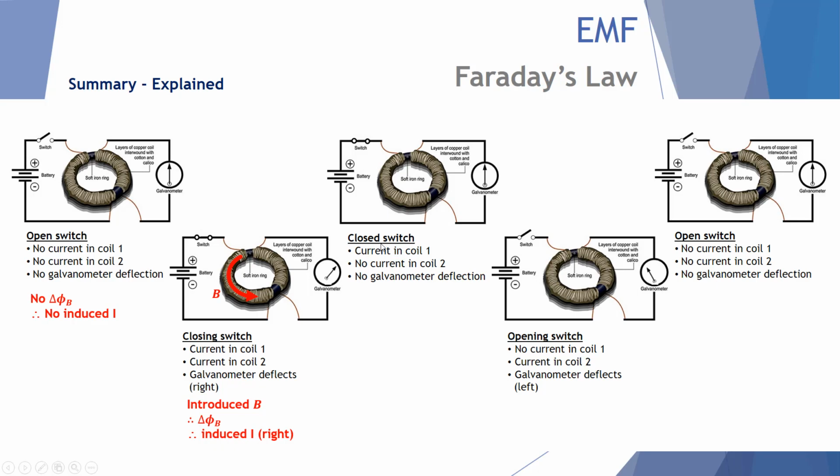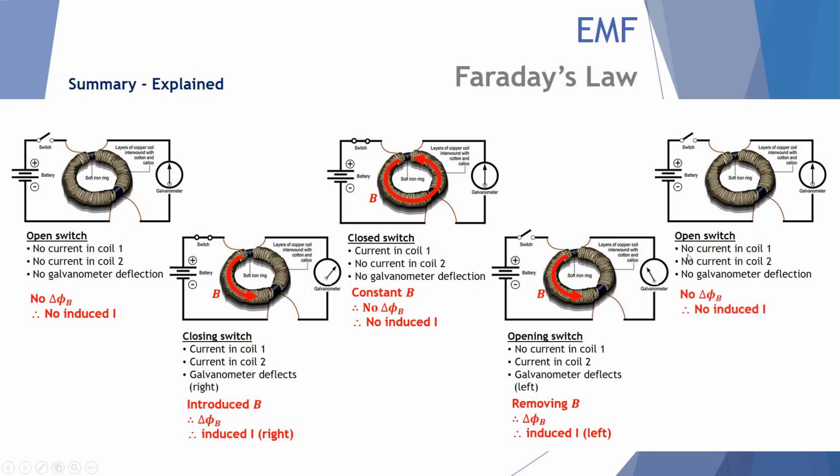When the switch is closed permanently, we still have a magnetic field B, but it's constant, so there is no change in magnetic flux, therefore no induced current is detected in the secondary coil. When we then open the switch, even though we are removing the current in the coil, we find we still have a change in magnetic field. It was all the way around, it is being reduced to 0, and therefore an induced current in the secondary coil to the left on the galvanometer.